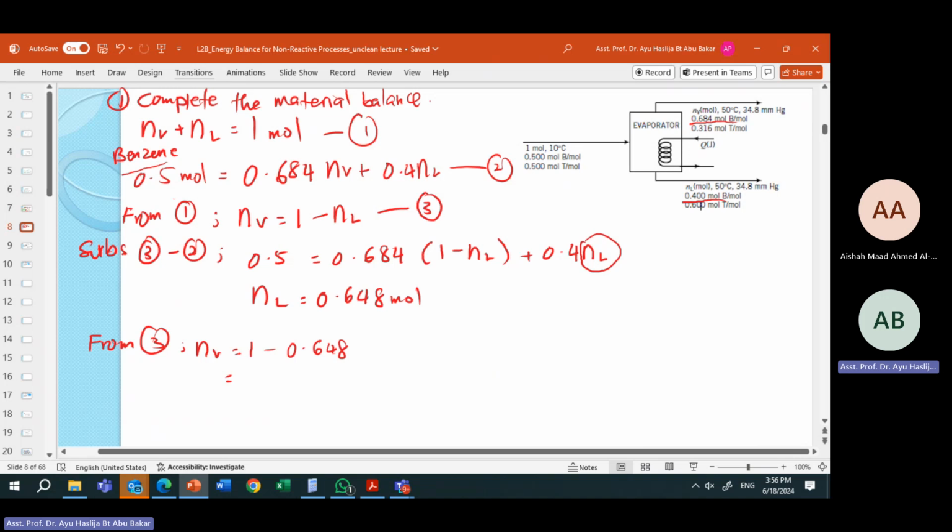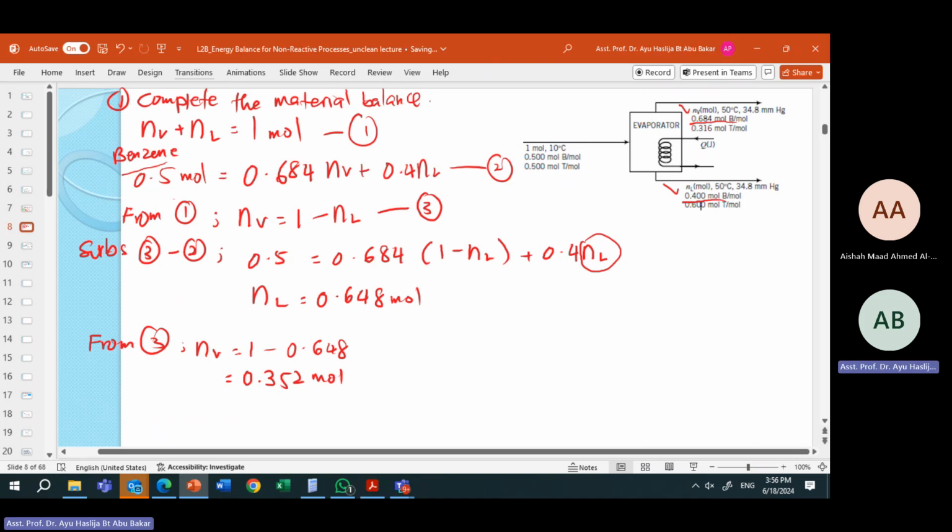What you get, Sharmina? Yes, 0.352. Please double confirm whether NV plus NL equals to 1. If you get not equal to 1, then something is wrong with your equation calculation. So we have completed the unknowns for the material balance. And V is known now, and L is known.